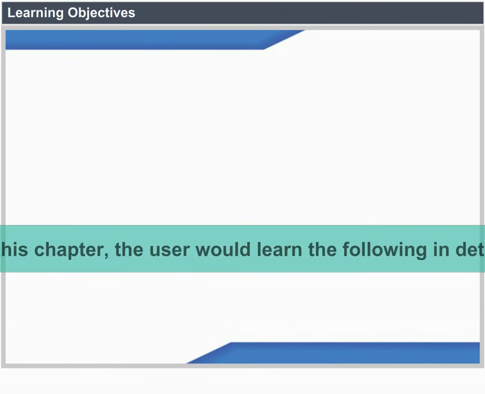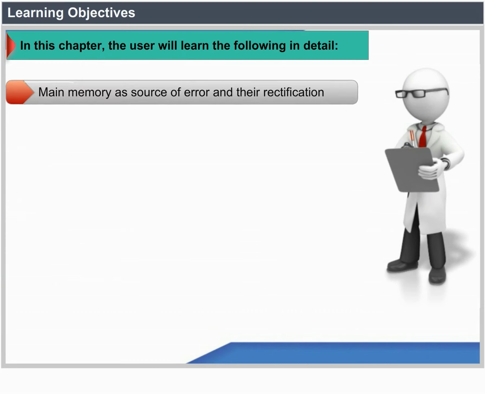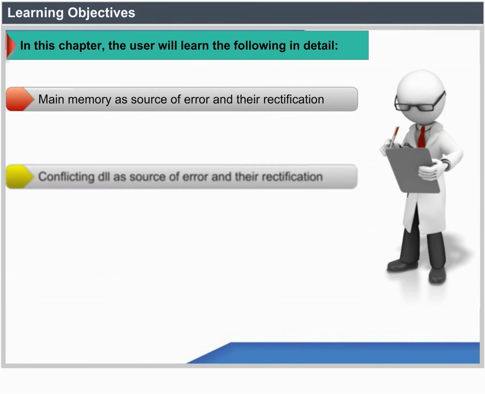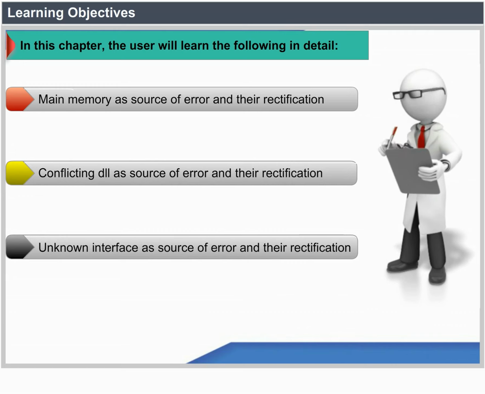Learning objectives. In this chapter, the user will learn the following in detail. Main memory as source of error and their rectification. Conflicting DLL as source of error and their rectification. Unknown interface as source of error and their rectification.